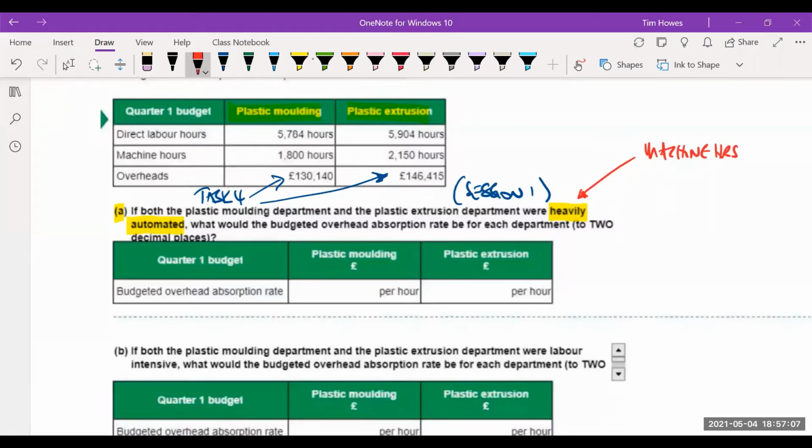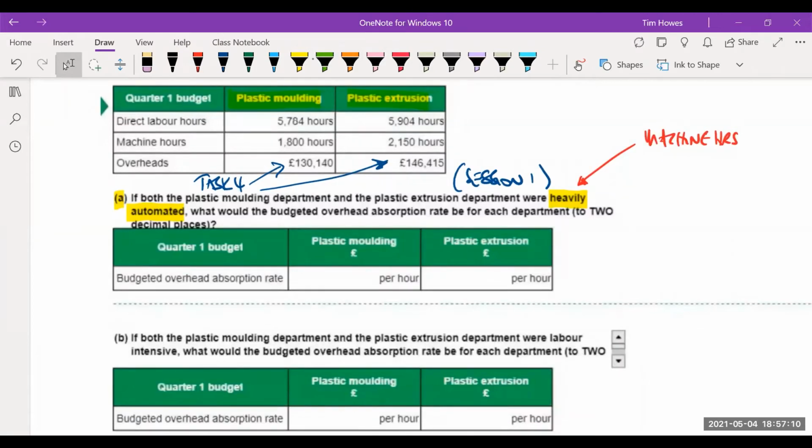This is where you have to, hopefully you've had a crack at it. So if you've got the budgeted overheads here and we're being told to use machine hours, what do you think? Shelley, when you say why would that be, is that a question for me? Why would that be? Machine hours, just because it's saying it's a heavily automated process.